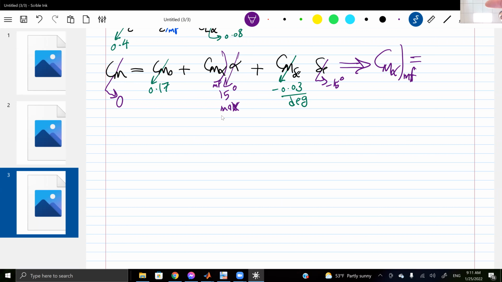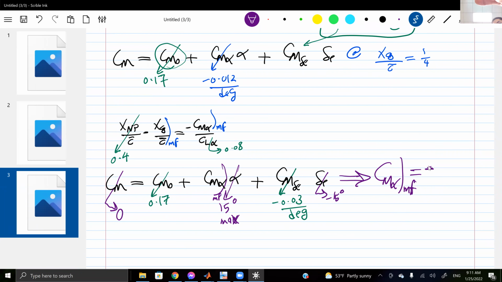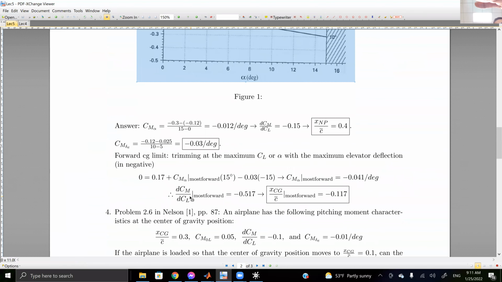And always to check yourself, do you expect CM alpha most forward to come out as negative or positive? Negative. Very good, it's negative. And this was also negative at some regular CG, it's not the limit. Do you expect the CM alpha in magnitude to become larger than 0.012 or smaller than it? Larger, very good. Because this is the largest CM alpha. This is the largest slope that the airplane will experience. So this is a check for yourself.